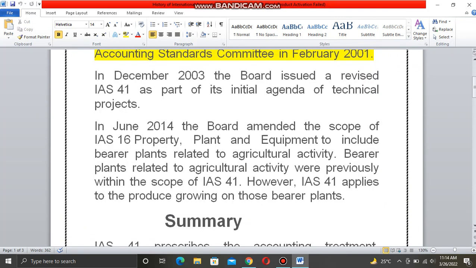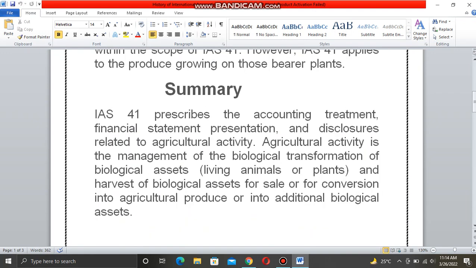In June 2014, the board amended the scope of IAS 16 property, plant and equipment to include bearer plants related to agricultural activities. Bearer plants related to agricultural activities were previously within the scope of IAS 41. However, IAS 41 applies to the produce growing on those bearer plants.